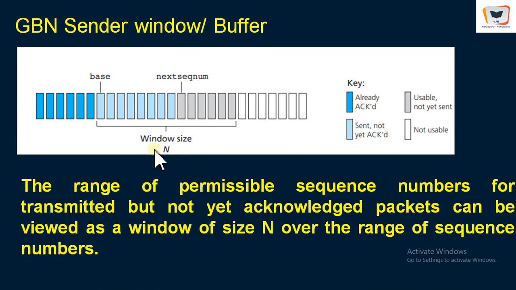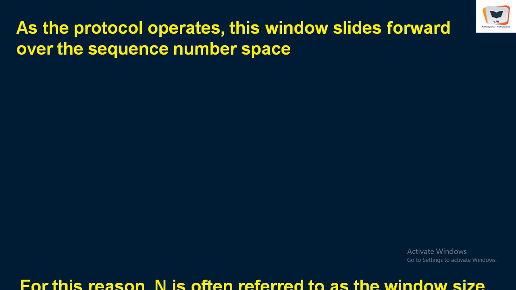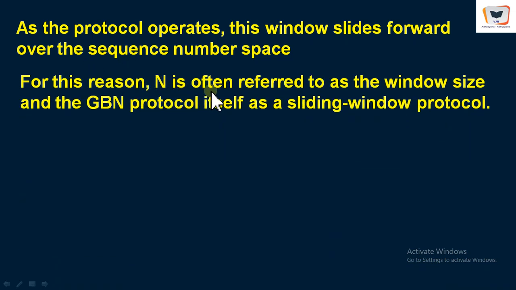In GBN, the range of permissible sequence numbers for transmitted but not yet acknowledged packets can be viewed as a window of size N over the range of sequence numbers. As the protocol operates, this window slides forward over the sequence number space. It is rather that the window doesn't slide, actually the packets are admitted. It is a relative movement told that way. For this reason, N is often referred to as the window size and the GBN protocol itself as the sliding window protocol.